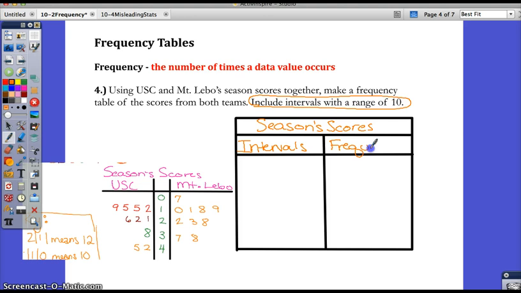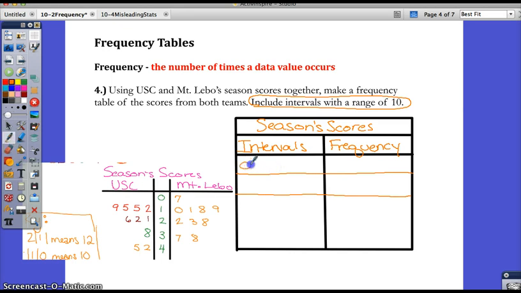You can make your intervals however you want as long as they have a range of 10. So you might choose your first category to be 0 to 5, maybe. But if you choose 0 to 5, think about how many integers fall in that category. 0, 1, 2, 3, 4, 5. That's actually 6 integers. We need 10 integers. So that's not quite going to work.